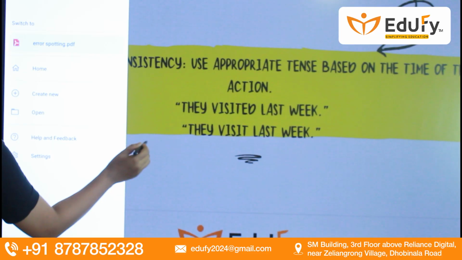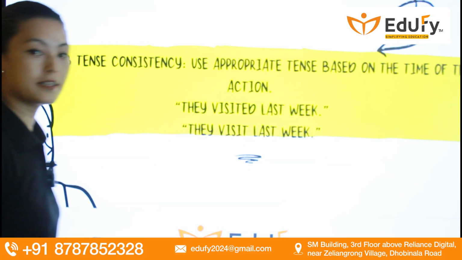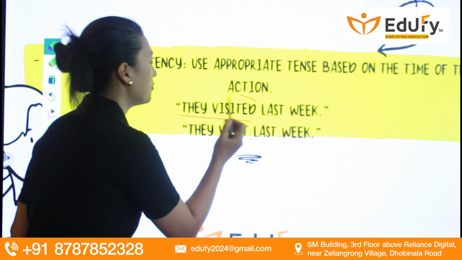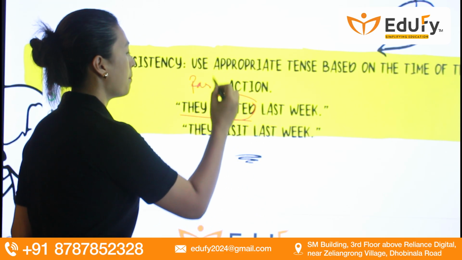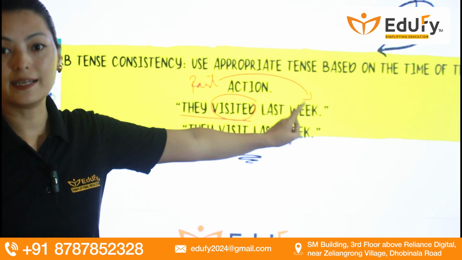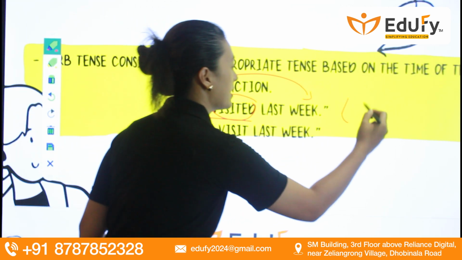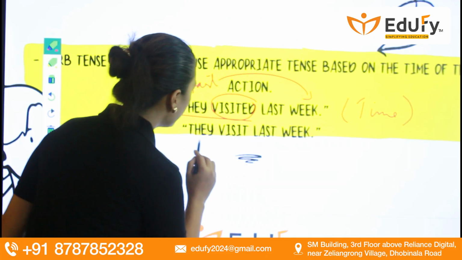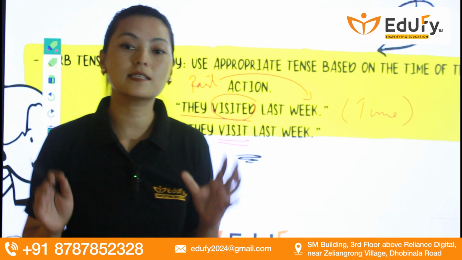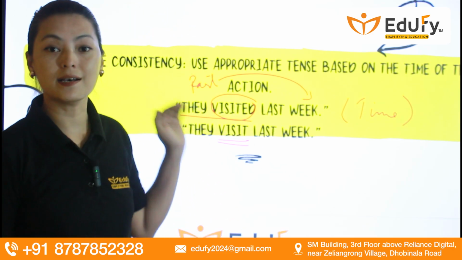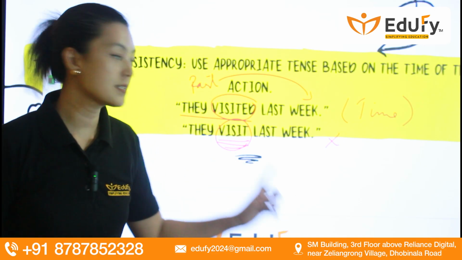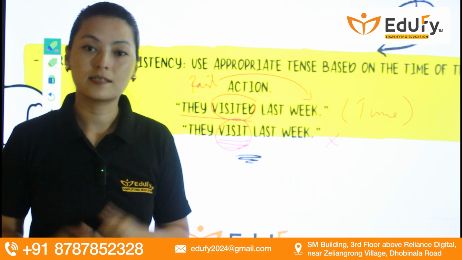So do you find the error in this sentence? Absolutely, right? The first sentence is the correct sentence because the verb here has been used in the past form, linking to the past word here, that is last week, the past time, right? However, they visit last week. This is the base form of the verb that does not tell us whether it has happened in the past. So therefore, the error is in this part of the sentence. So this is an erroneous sentence.